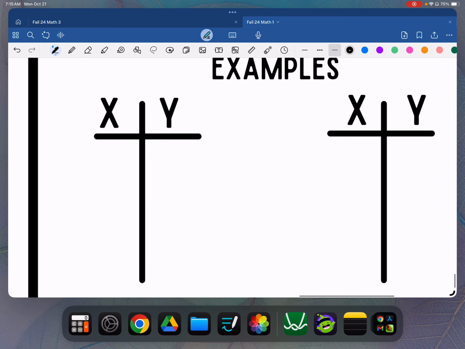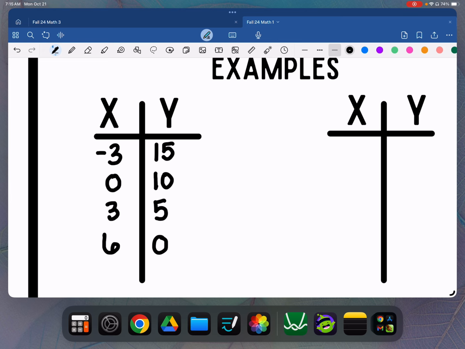All right, so if we're going to look at some table examples, we're going to look at how do we actually identify the slope and the y-intercept from a table. So I'm going to make a table of values. In this table of values, we're going to be able to identify the slope and the y-intercept. When I'm looking at this example, the first thing I'm going to look for is the y-intercept. The y-intercept is always where my x is 0. So when I look at this example right here, my x is 0, so that means my y-intercept, my b value, is 10.